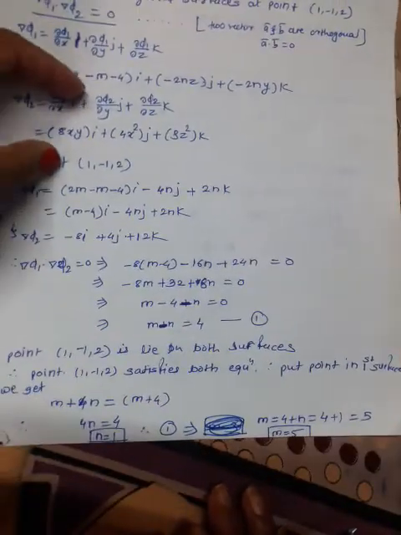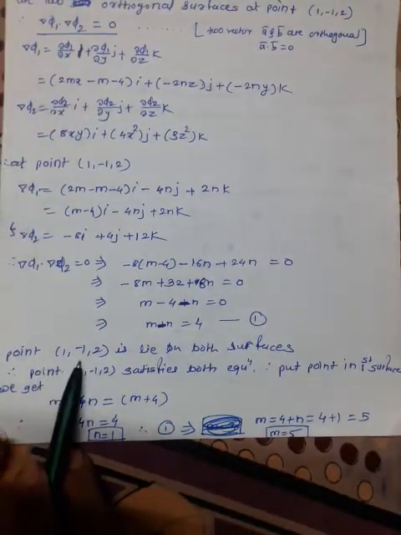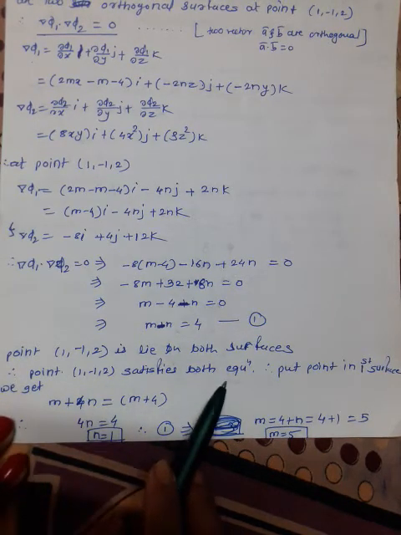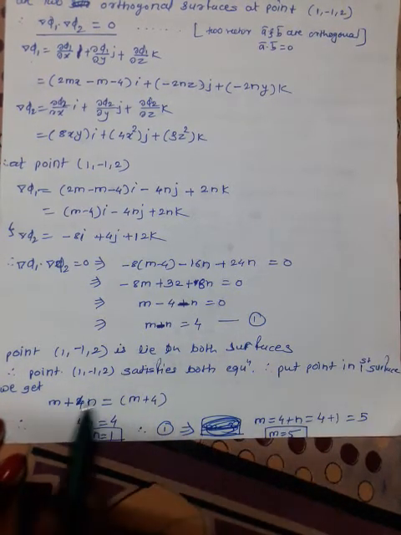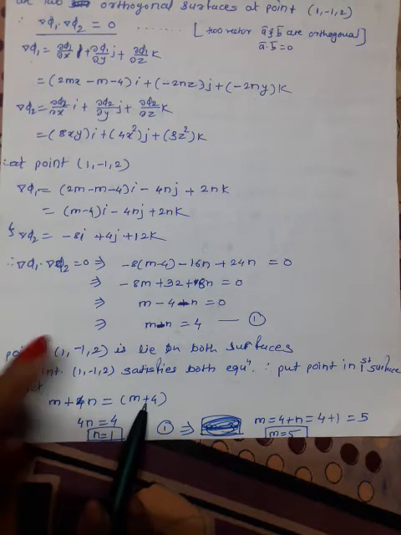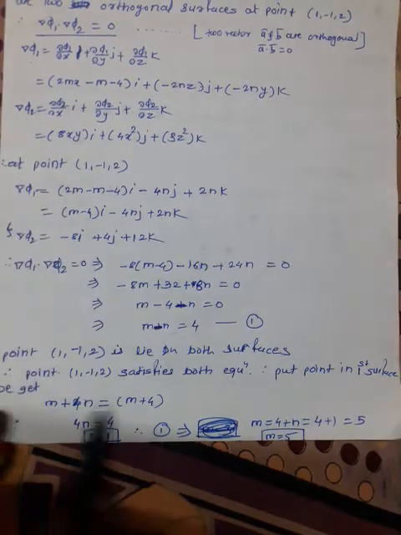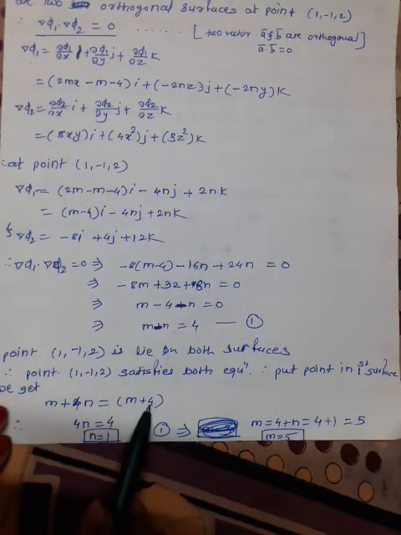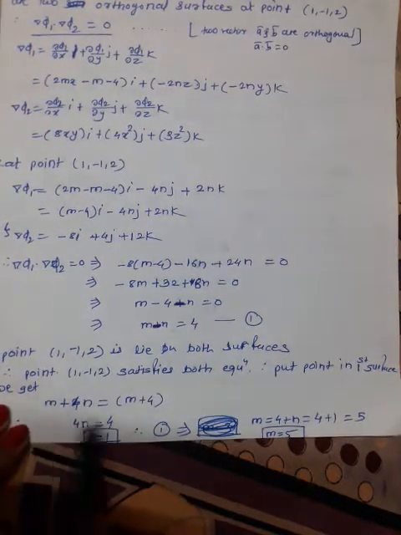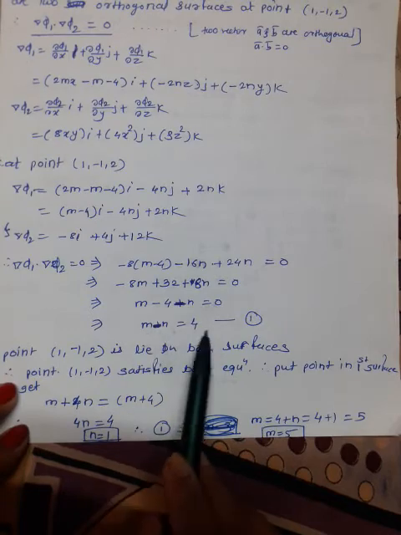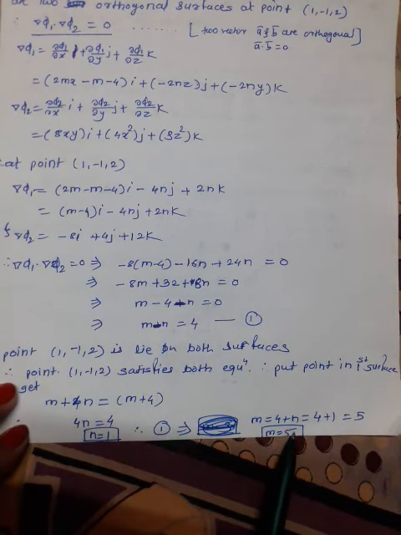The same logic we are going to apply here. This point lies on both the surfaces, therefore the point satisfies both equations. Put this point in the first surface, we get this equation. Putting x is equal to y is equal to z is equal to 2 in the first equation, we get this equation. Now simplify this. By simplifying, m gets cancelled. Directly we are getting n is equal to 1. Put this n value here, we get m is equal to 4 plus 1, that is 5.